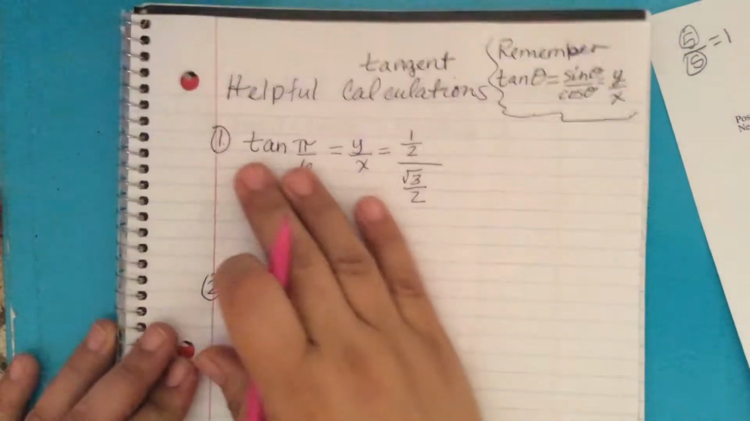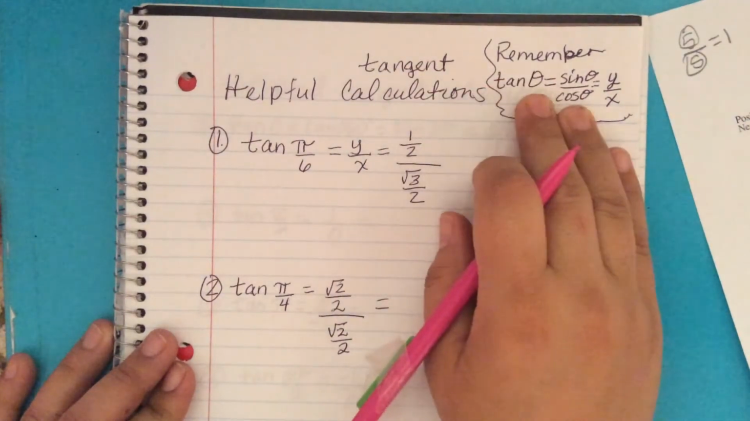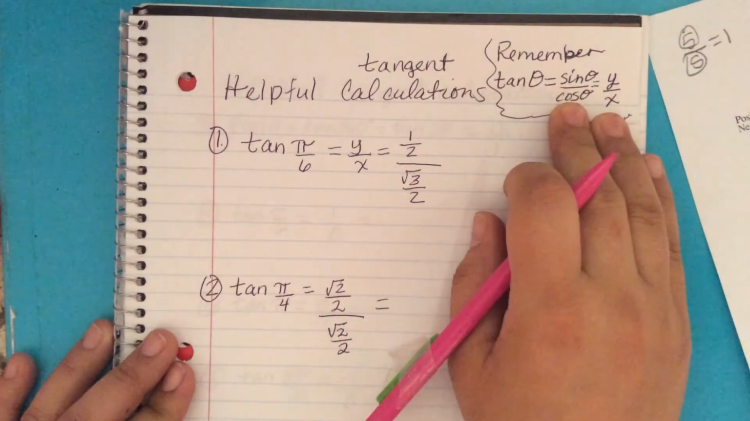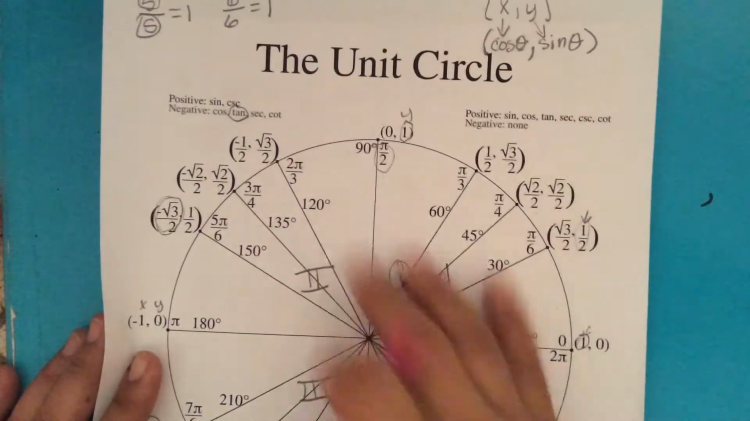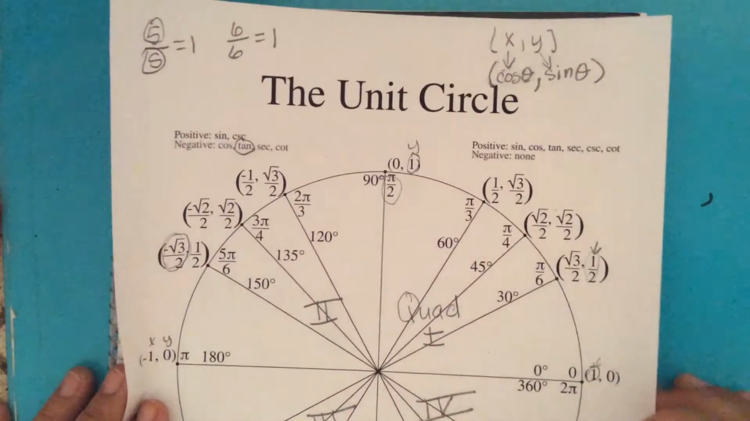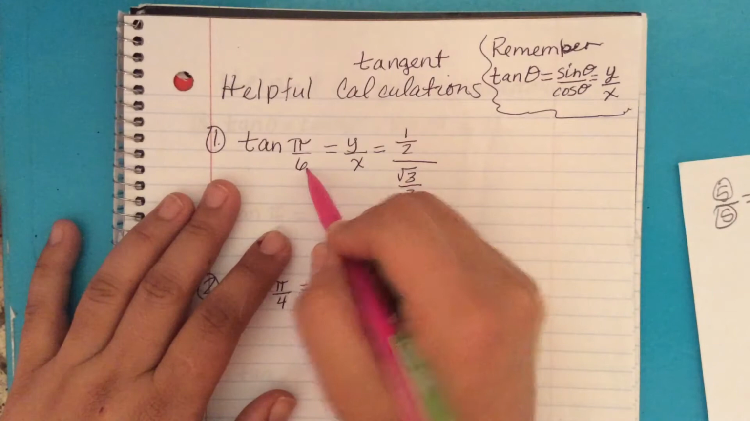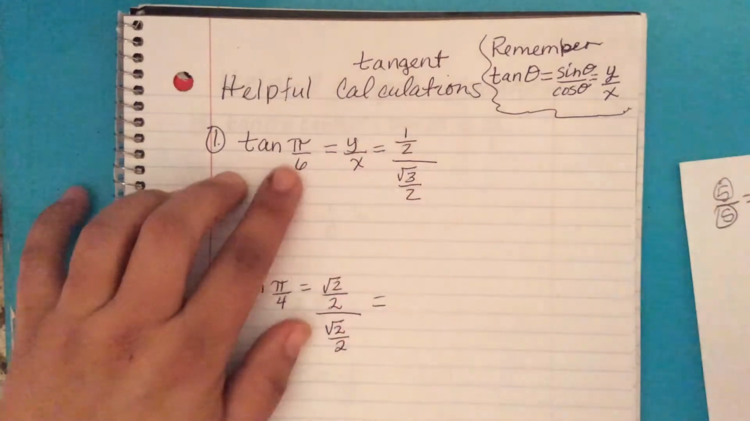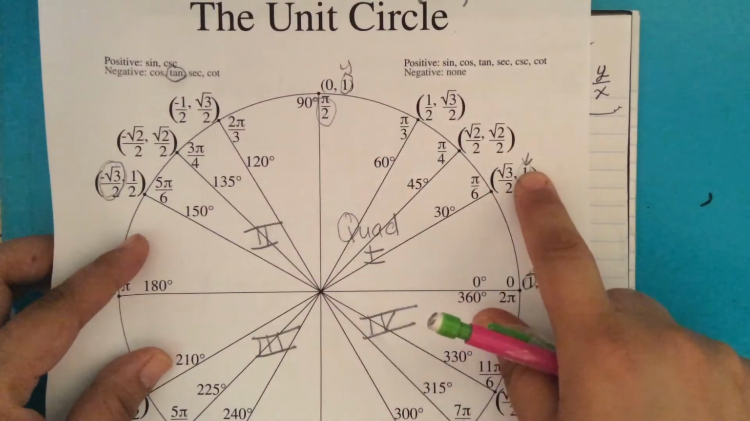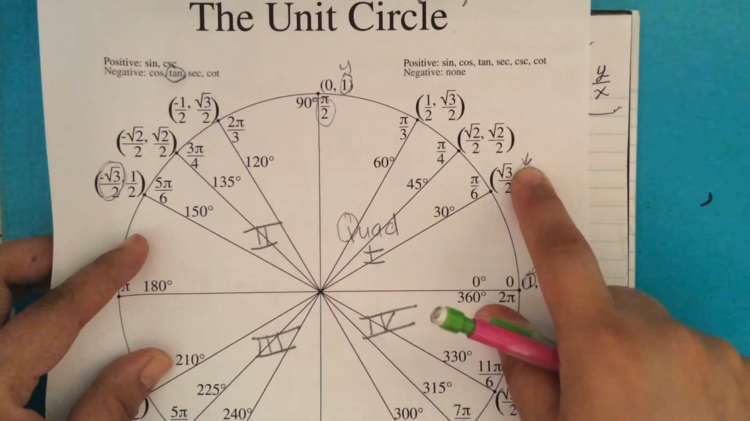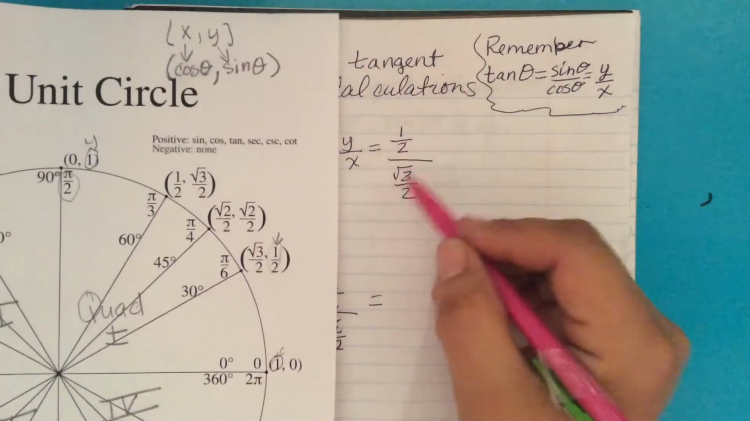Okay, we're going to do some helpful calculations of the tangent. Remember that the tangent of theta is equal to the sine theta over the cosine theta, which is y over x. Then we're going to go over here and put them in here. It says right here that the tangent of pi over 6 is equal to y over x. So we go to pi over 6, which is right here, and we're going to have 1 over 2 as the sine over the square root of 3 over 2. So that's what I just did right here.